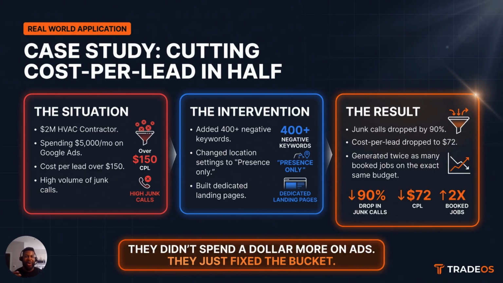Now, the cost per lead also dropped to $72 per lead, and they generated twice as many booked jobs on the exact same budget. So they didn't spend a dollar more on ads, they just fixed the buckets that things fall into. So it's very important that you optimize these ads.